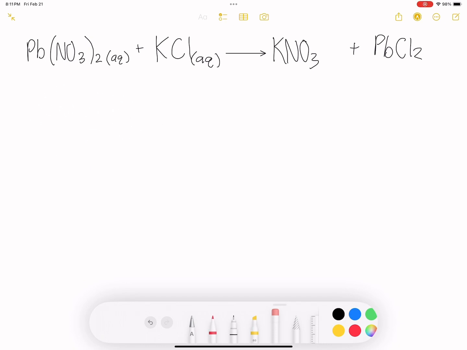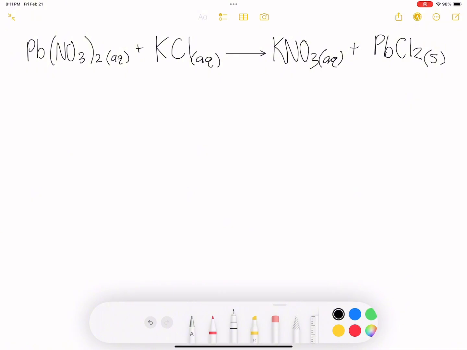Alright, so now what is our next step? Of course, to determine the phases. If you know your solubility rules, we know that nitrates are aqueous. They're always soluble. And you should know that chloride cannot be soluble with lead. So PbCl2 is actually a solid. Alright, so we've got our phases.